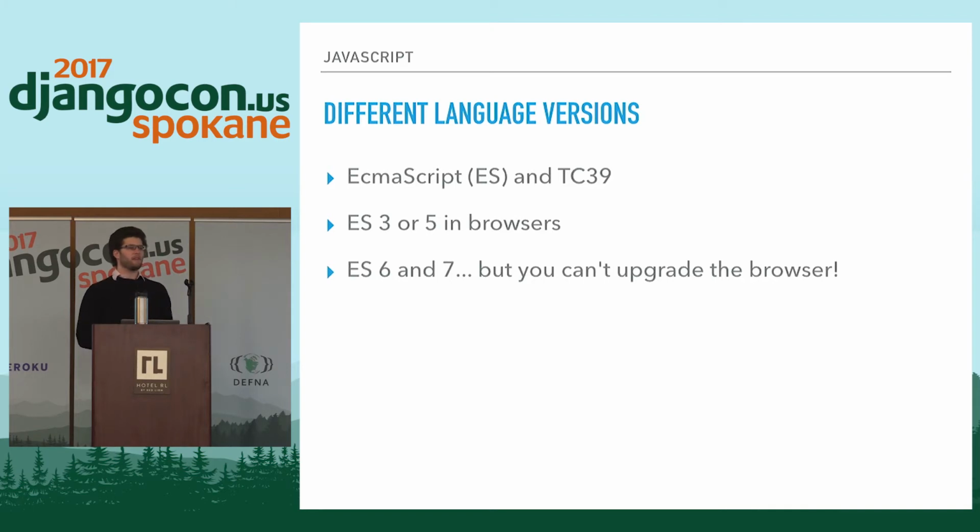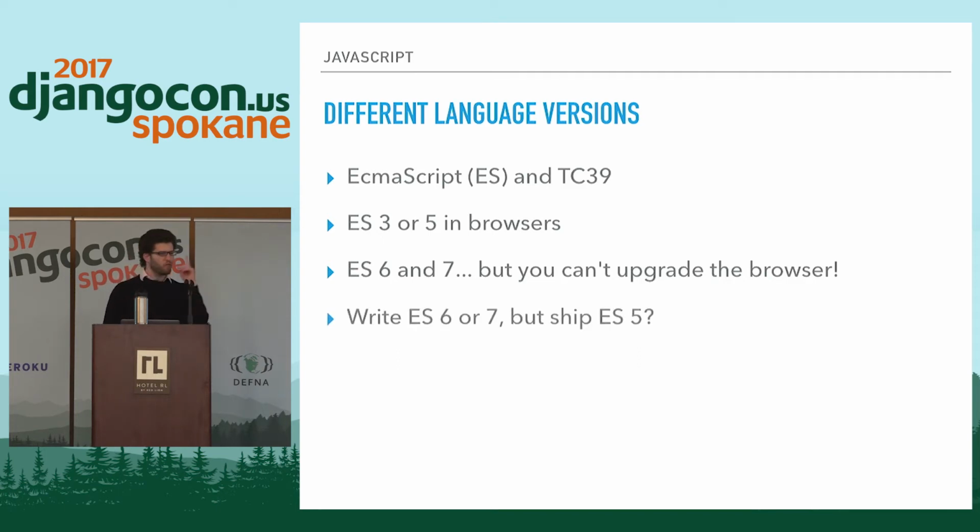But unlike with Python, where you can just be like, oh, we upgraded our code base, and now you just have to run it in Python 3, and you're done with it, you don't get to control who's running your JavaScript. You don't get to say what browser is being used. So the question then becomes, well, hey, can we write in modern JavaScript and then ship older JavaScript, right? Can we write in ES6 and ship ES5? And the answer is yes.